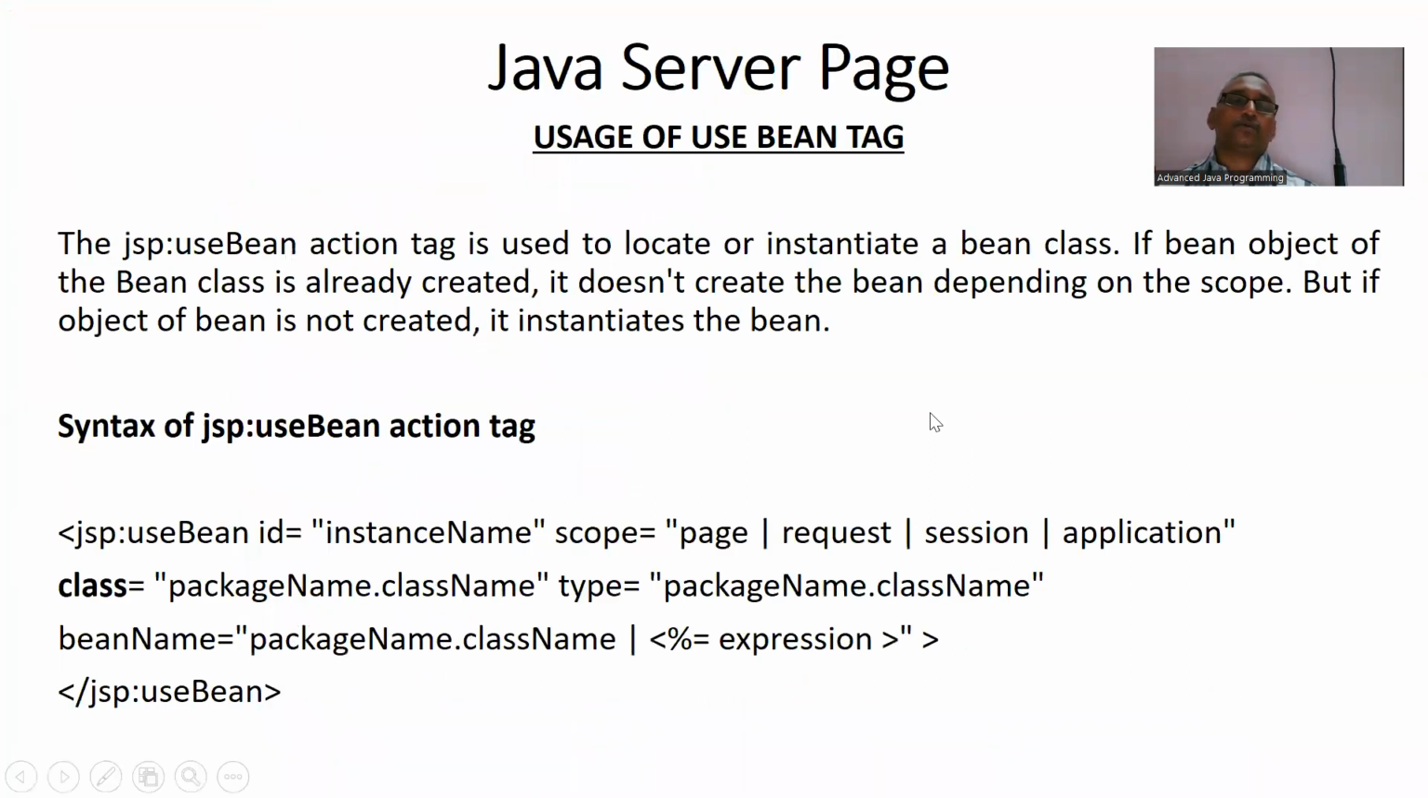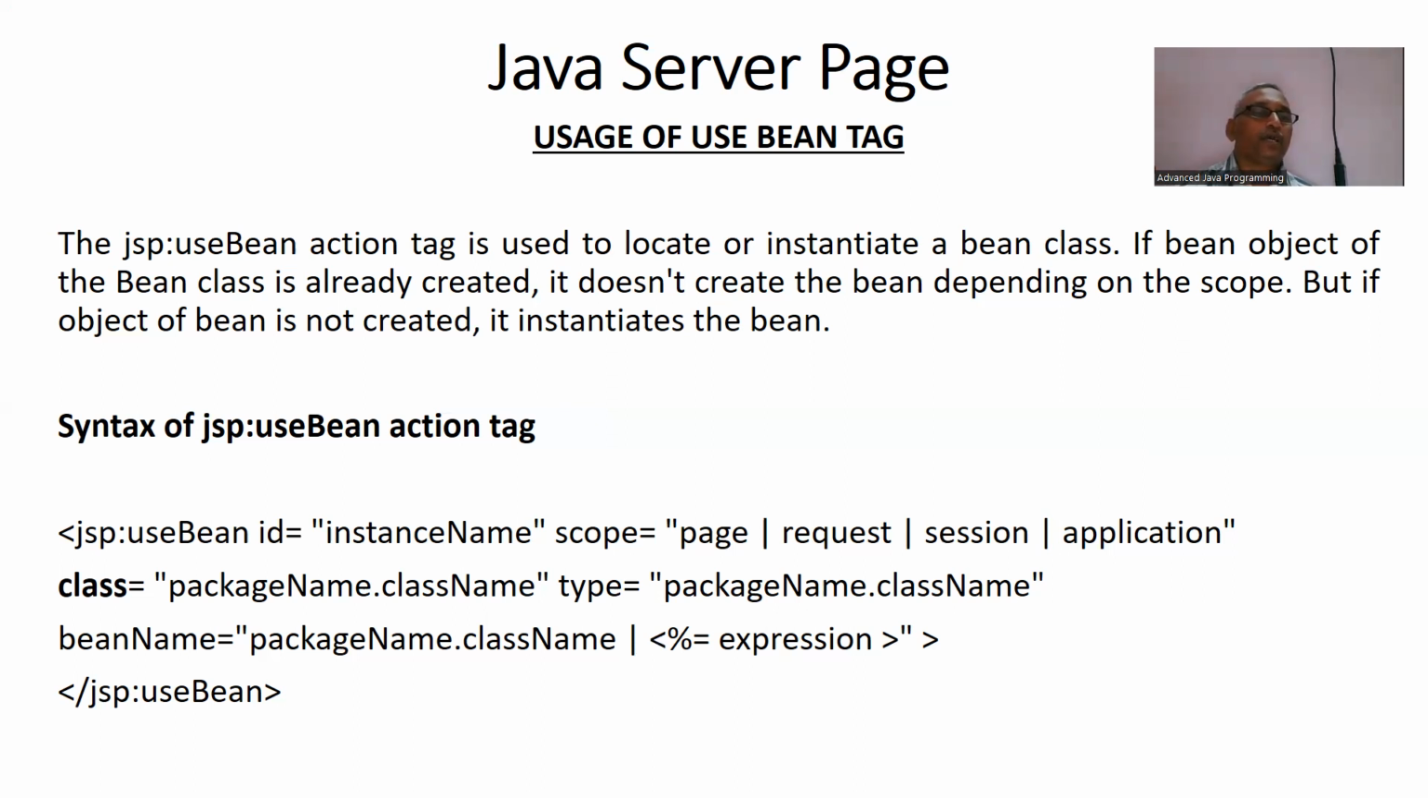We'll move to the next topic, useBean. The JSP useBean action tag is used to locate or instantiate a bean class. If a bean object of the bean class is already created, it does not create the bean again, depending on the scope. But if the object of the bean is not created, it instantiates the bean.